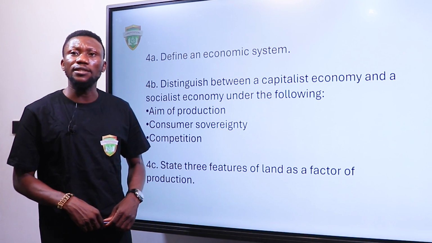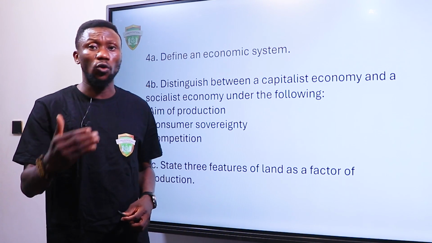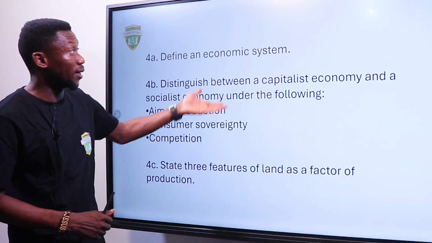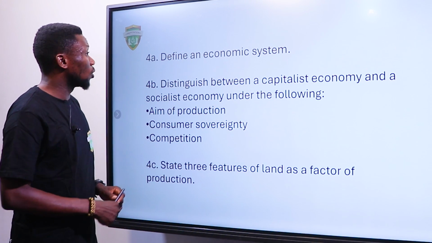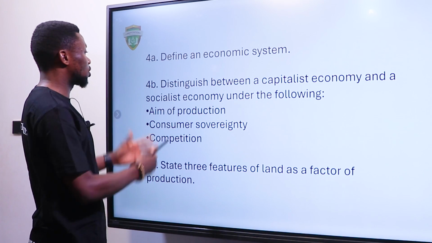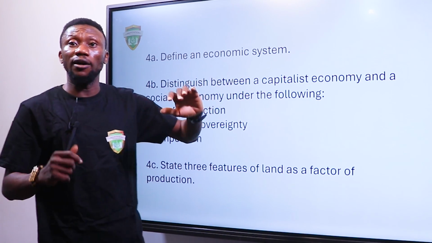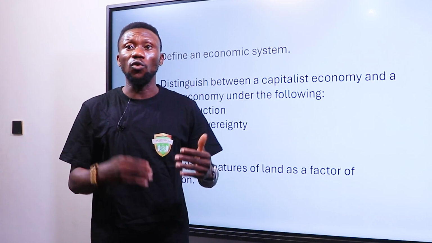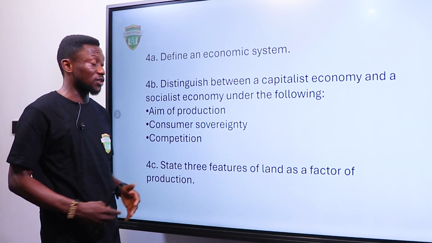So what's an economic system? It's a system that talks about production, distribution, and consumption in a society or an economy. How this is done is what an economic system is. So what is a capitalist economy and a socialist economy? That simply means capitalism is when we have more individuals owning the factors of production. Socialism is when the government owns most of the factors of production.